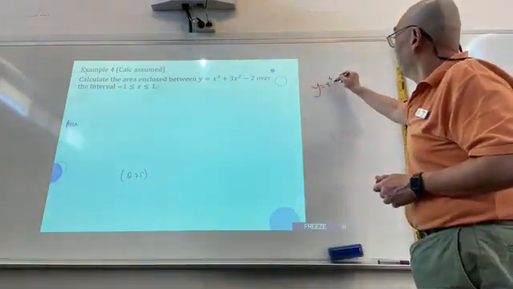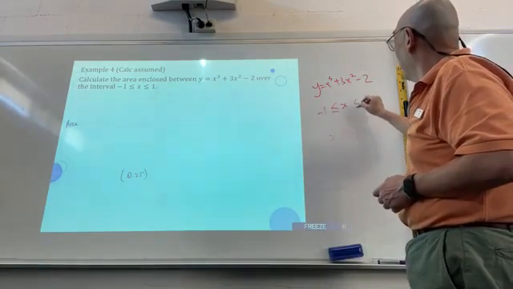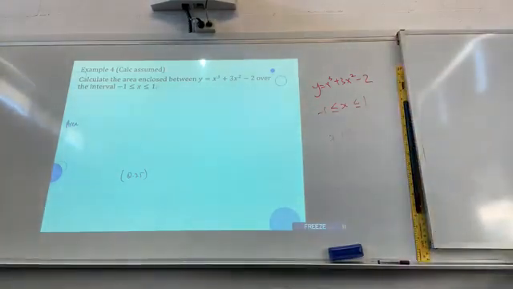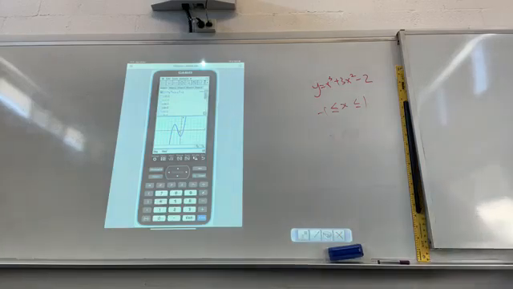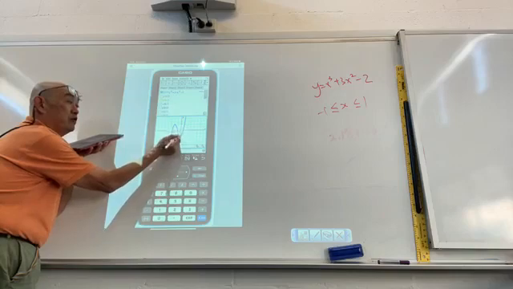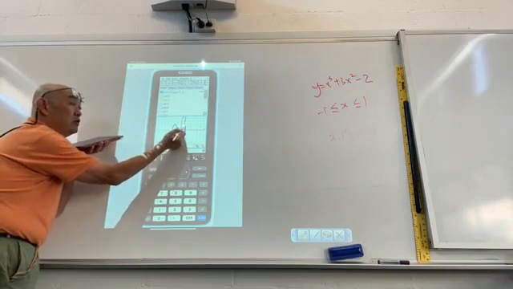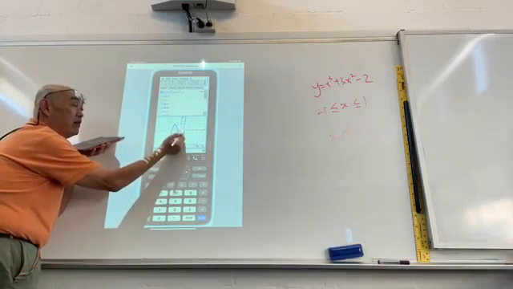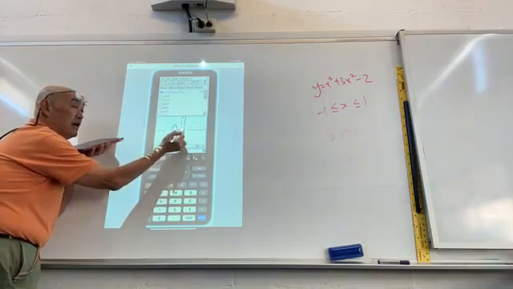Y equals x cubed plus 3x squared minus 2, and the bound is between minus 1 and 1. Alright? Now, you should get this. This is what you should get. And you know that one of the roots is minus 1, but you don't know this root, do you? You need to find the roots so that you know you want from here to somewhere here. You've got a negative area, you've got a positive area.